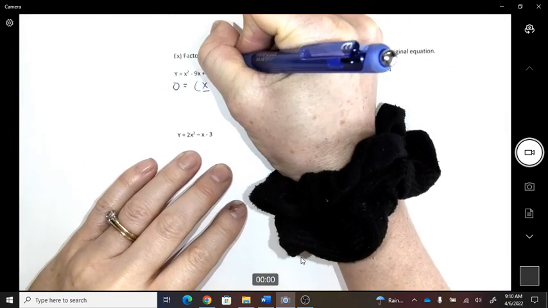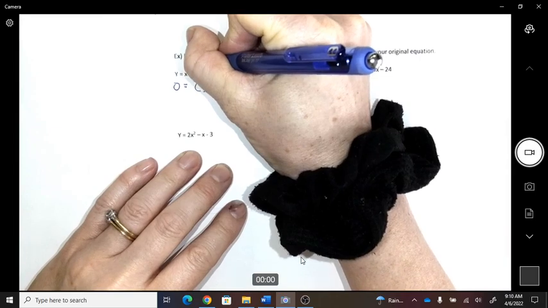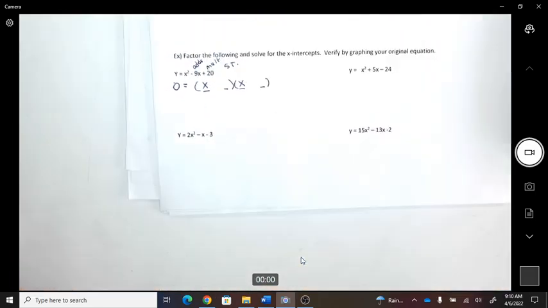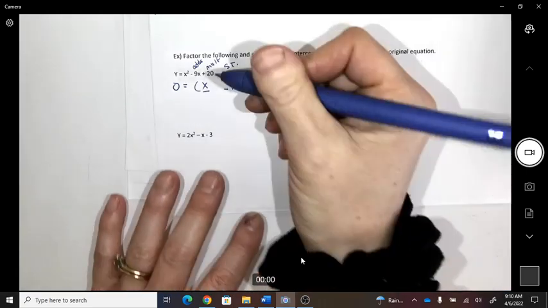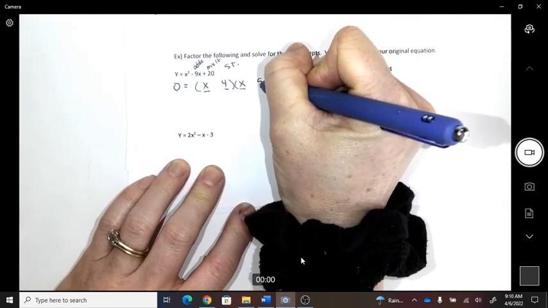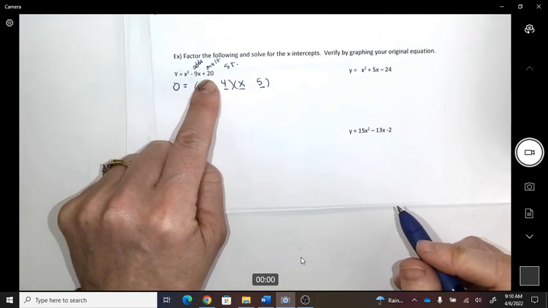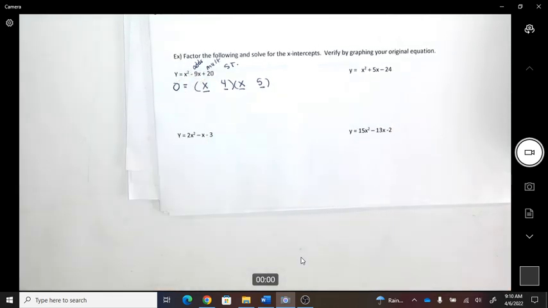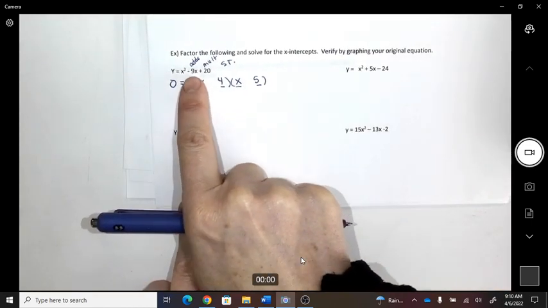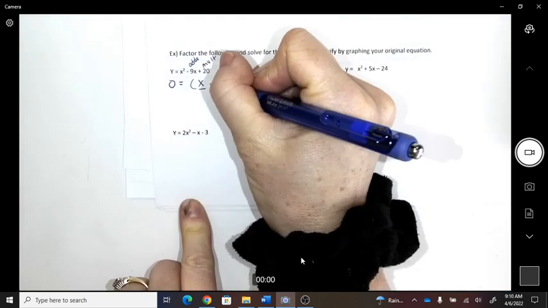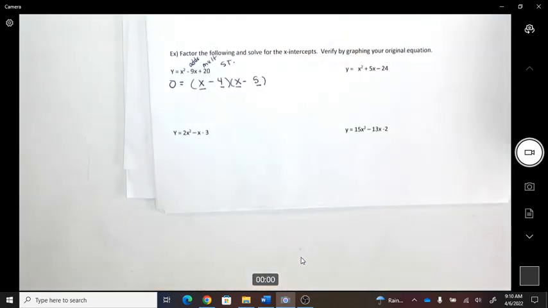So multiplies and adds. Can you think of 2 numbers in math that multiply to 20? Do you have something in mind? 4 and 5? So 4 times 5. To get a positive 20, they both have to have the same sign. So either they're both positive or they're both negative. So if I want to add to negative 9, they're both going to be negative.